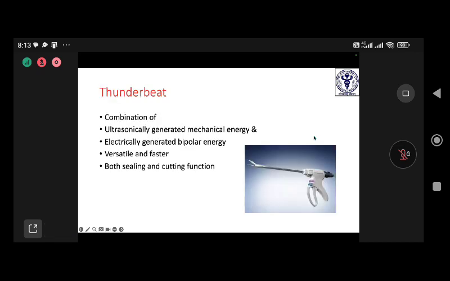Thunderbeat, like I said, is a combination of these two modes of energy. It is a very versatile instrument. There are again functions for both sealing, and seal and cut. There are two ways of using that. The jaw is such that it can be used for dissection purposes. It has many uses: it can be used for laparoscopic abdominal surgery or thoracic surgery, like pulmonary surgery, lung resection, or any sort of abdominal laparoscopic surgery.